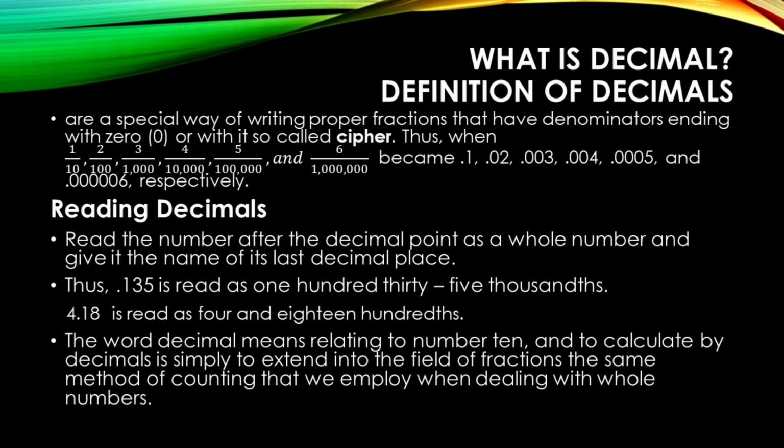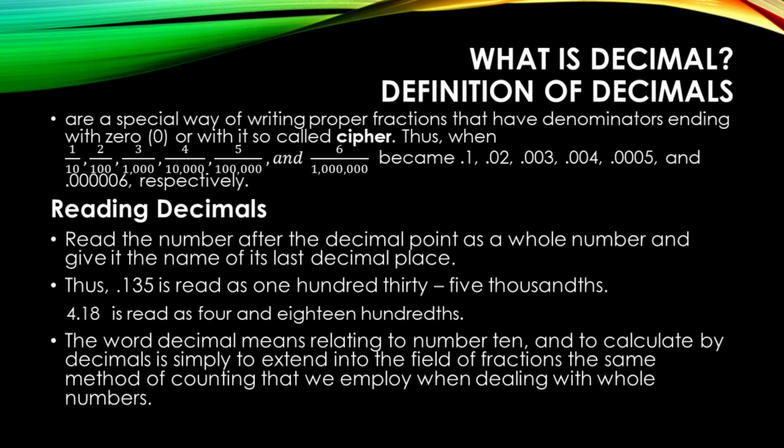When we apply decimal to 1 over 10, it becomes 0.1. Then 2 over 100 as a decimal becomes 0.02. Next, 3 over 1,000 becomes 0.003. Next, 4 divided by 10,000 becomes 0.0004. Next, 5 divided by 100,000 becomes 0.00005. So it has four zeros.